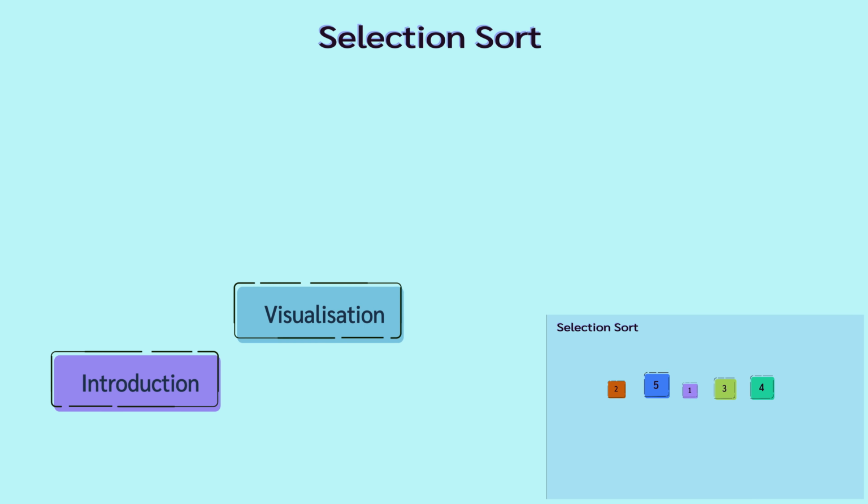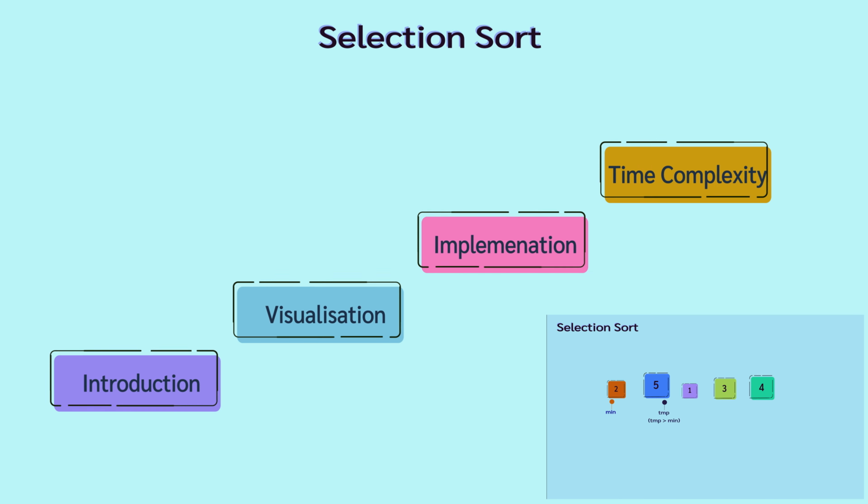Today we'll learn about the selection sort algorithm. Selection sort is another fundamental sorting algorithm, like bubble sort. If you have not yet visited the bubble sort algorithm, I recommend you visit it once. You can find the link to the bubble sort algorithm in the description or here in the info section. So in today's video, we will explore an introduction to selection sort, visualization, implementation and time complexity analysis.